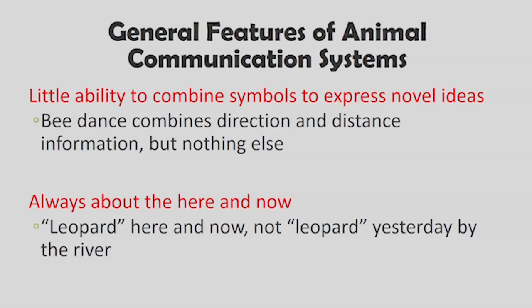Another interesting feature of animal communication systems is little ability to combine symbols to express novel ideas. Novel ideas, or combining different symbols to form a new symbol, is not possible with animal systems. Bee dance, they combine direction and distance information, but nothing other than that. As we have looked at, only specific information can be given to you, only some information, not all kinds of information.